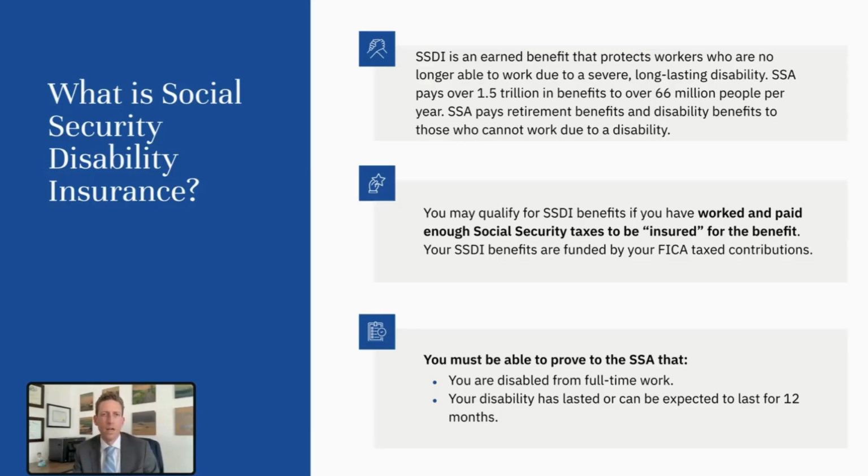In order to be eligible, you have to prove that you are unable to work due to a disability, and this disability has lasted or can be expected to last at least 12 consecutive months. That last part, this 12-month or duration rule, is very important, especially when it comes to strategizing about the timing of a disability application. And Kelsey LaPorte will cover that in more detail in the next section.